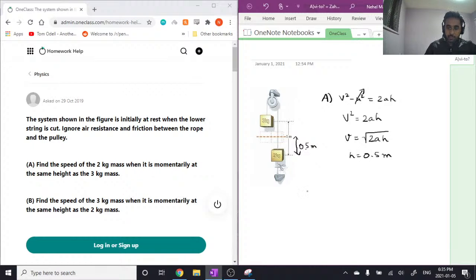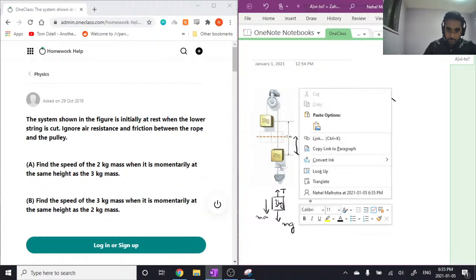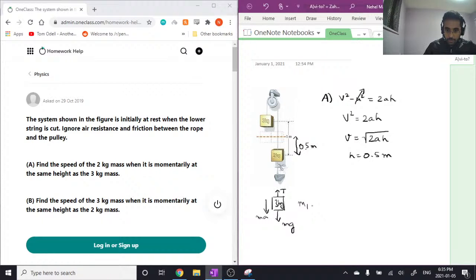So to calculate the acceleration, we'll have to first draw the free body diagrams of both the two masses and solve for the acceleration. So for the 3 kg mass, we have the weight of the block acting downward, mg, and the tension acting upward, and the overall system moves in the downward direction, ma. Let's call it m1. So m1a is equals to m1g minus T. So that's the equation of motion of this body.